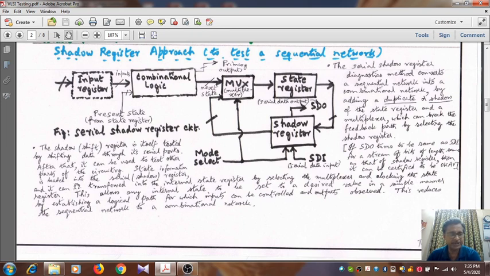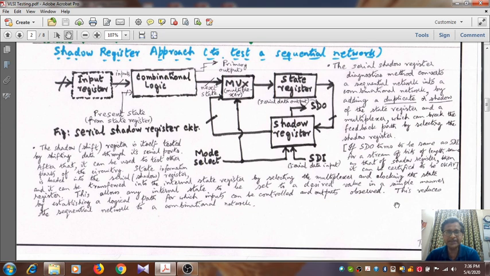The state information is loaded into the serial or shadow register, and it can be transferred into the internal state register by selecting the multiplexer and clocking the state register. This allows any internal state to be set to a desired value in a simple manner by establishing a logical path for which inputs can be controlled and outputs observed. This reduces the sequential network to a combinational network.